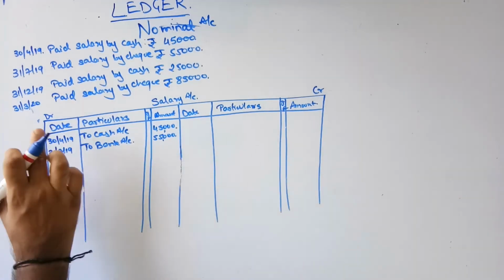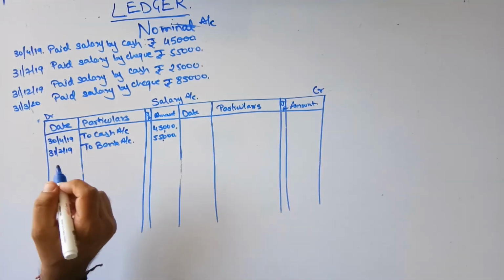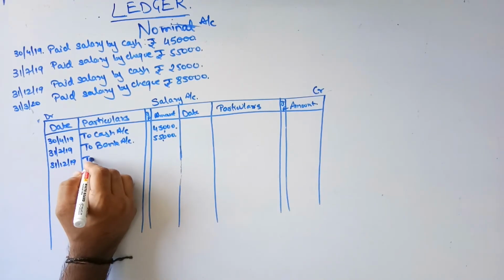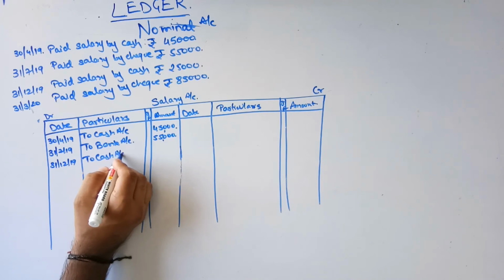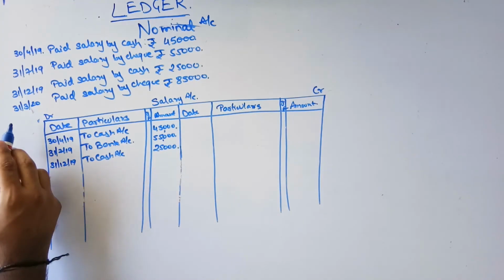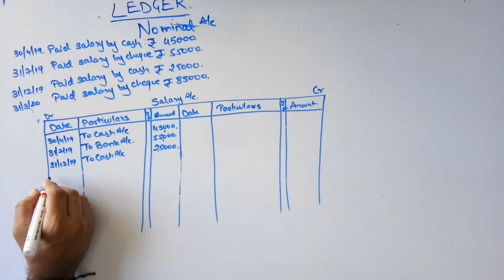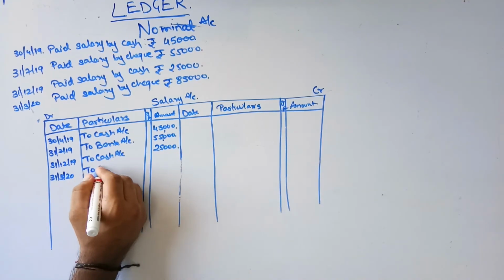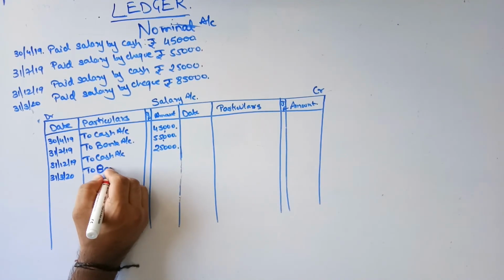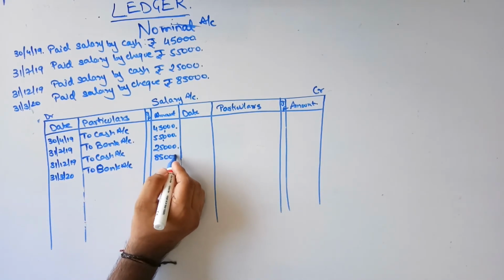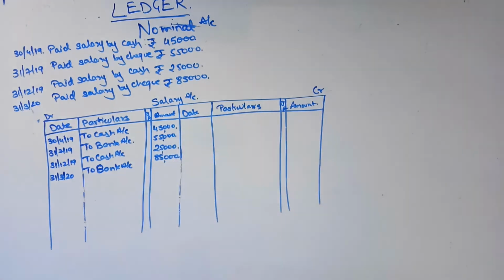Next, again, 31st of December, paid salary by cash, rupees 25,000. So 31st of December 19, to cash account, 25,000. And the last, 31st of March 20, paid salary by cheque, rupees 85,000. So 31st of March 20, to bank account, 85,000. Okay, these are the four transactions.